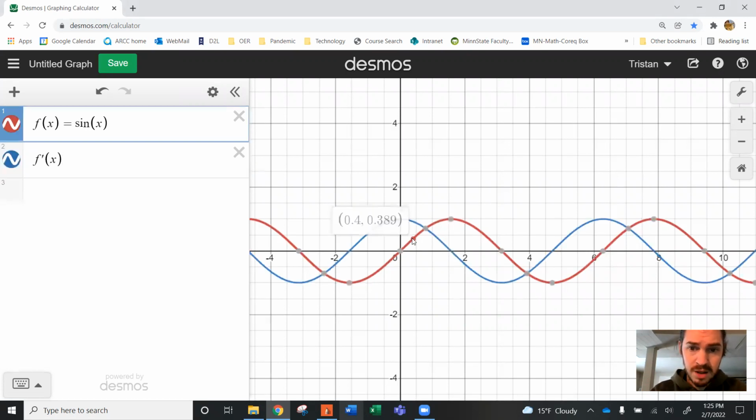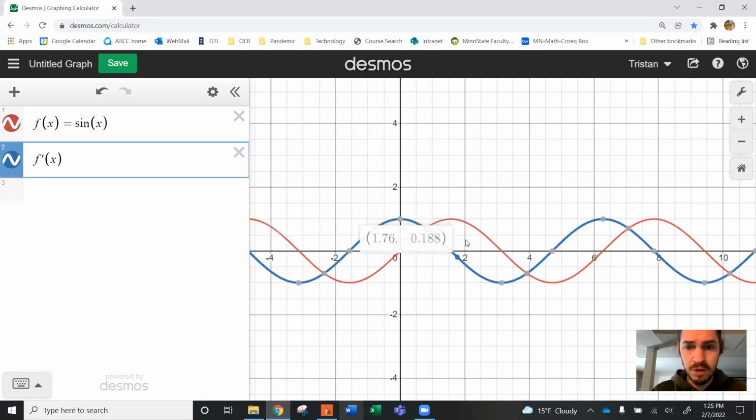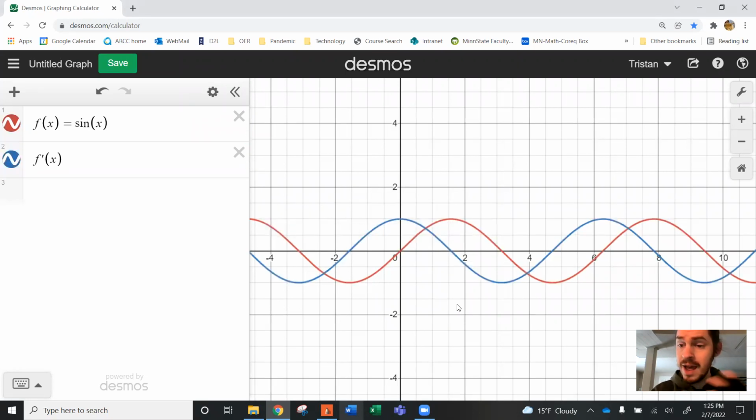So here in red, we have sine of x. Here in blue, we have cosine of x. This is, of course, assuming that x is in radians. We always assume our inputs for trig functions are in radians in calculus.